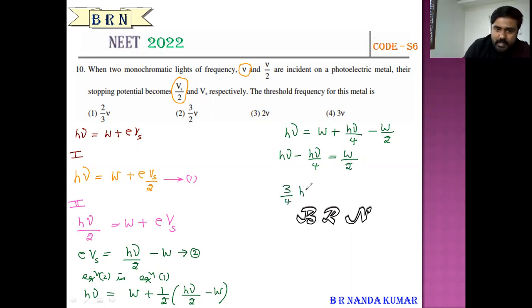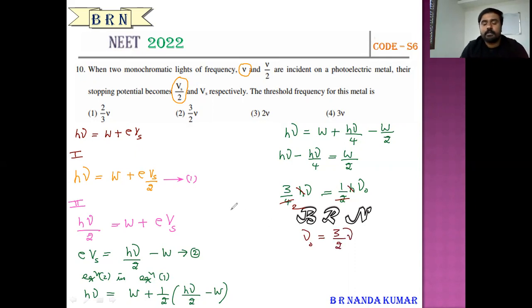3 by 4 h nu is equal to 1 by 2 work function, which in terms of threshold frequency is h nu naught. Right? So the 2s cancel here, the 2 ones and 2 twos, and h also cancels. And finally nu naught is equal to 3 by 2 nu. So the threshold frequency is 3 by 2 nu. The right answer is option 2, 3 by 2 nu.